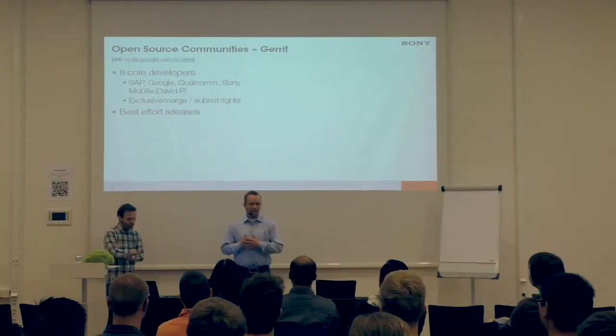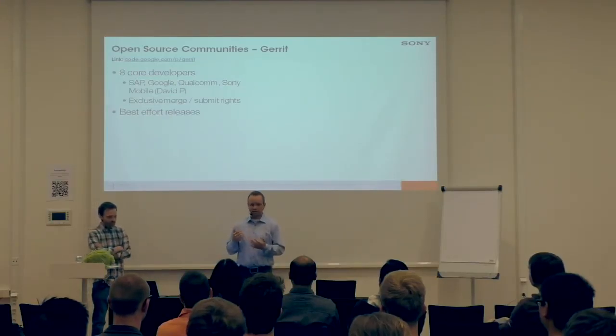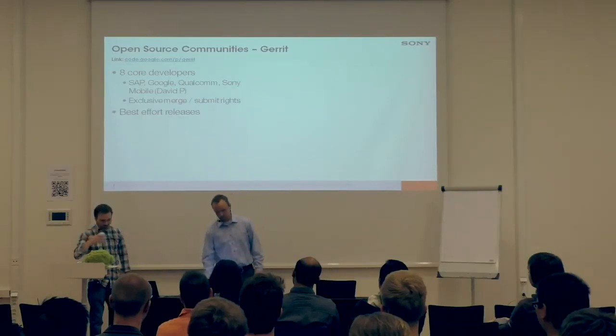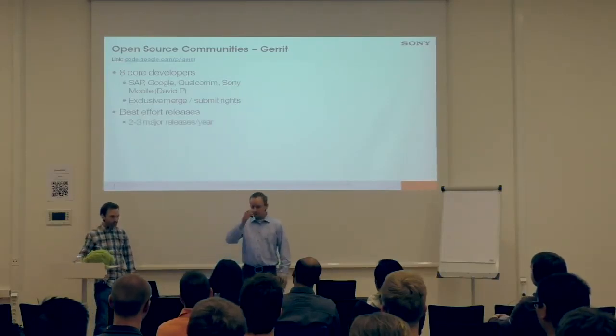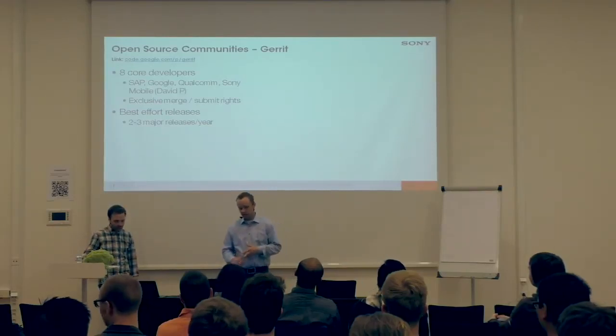The release of Gerrit is done in a best effort manner, so that means that when the code base is good enough and one of these 8 core developers has the time to create a proper release, then Gerrit is released. Then you will see that this differs from Jenkins' approach. And there's 2 or 3 major releases of Gerrit each year.